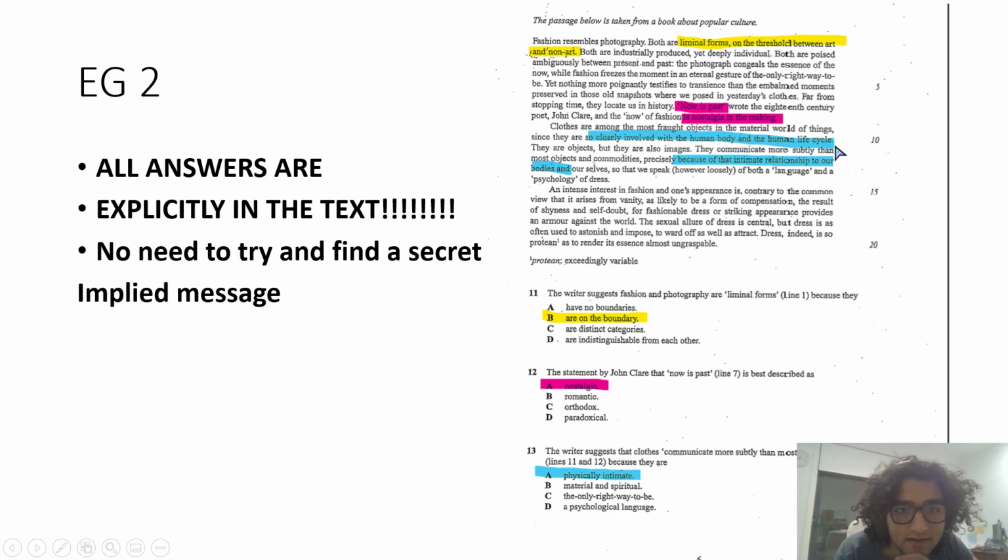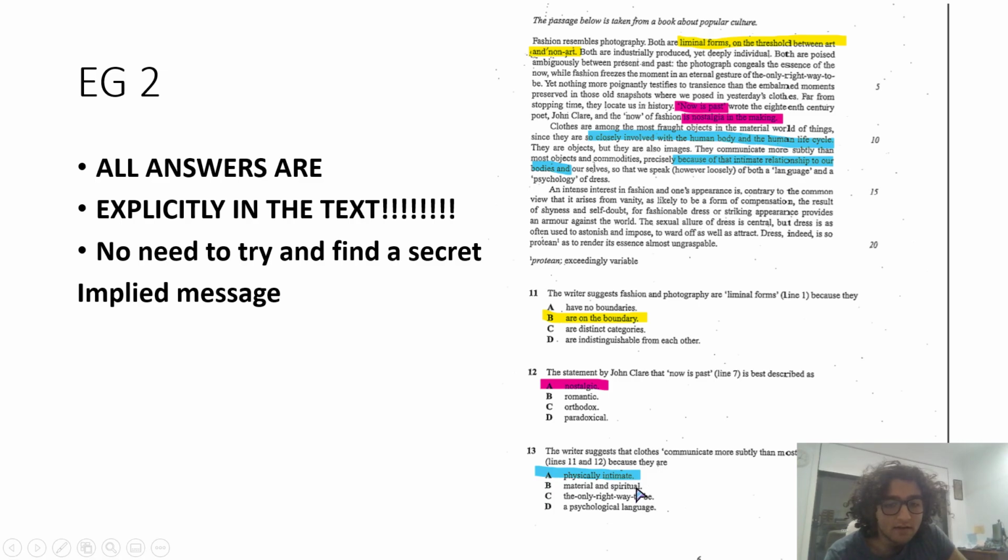Okay, now let's read lines 11 and 12. They are objects, but they are also images. They communicate more subtly than most objects in commodity precisely because of that intimate relationship to our bodies and ourselves. Okay? Physically intimate. Because of that intimate relationship to our bodies, closely involved with the human bodies, these directly, explicitly, there's that word again, explicitly, tell us that the clothes are physically intimate.